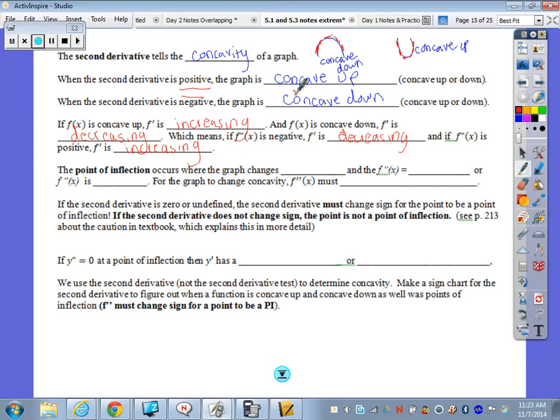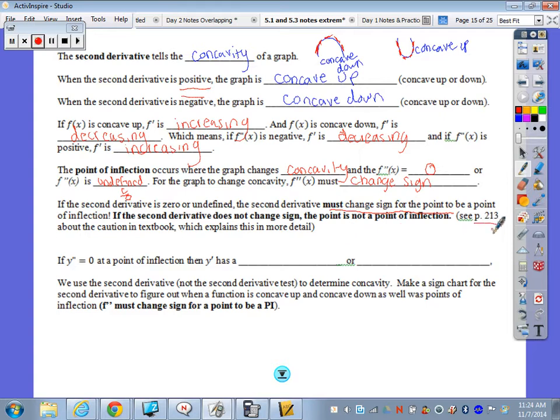A point of inflection occurs where the graph changes concavity, and f double prime will either be 0 or undefined, which again means that we're going to get 0 in the denominator. For the graph to change concavity, f double prime must change sign. So it must change from concave up to concave down, which means the second derivative has to change sign. This is just an important part. If the second derivative is 0 or undefined, the second derivative must change sign for that point to be a point of inflection. If the second derivative does not change sign, the point is not a point of inflection.